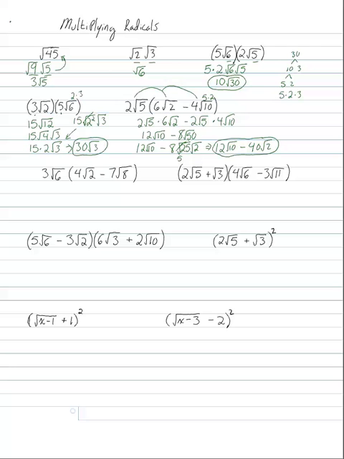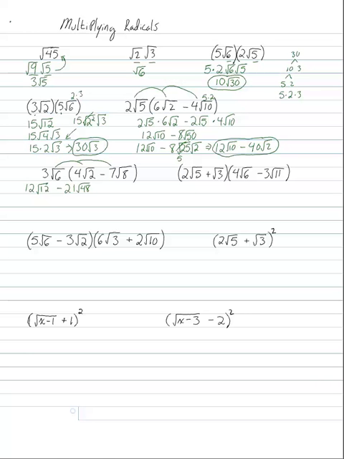3 square roots of 6 times 4 square roots of 2 minus 7 square roots of 8. So again, I'm going to distribute. I'm going to take this and multiply it times both parts. If I take my 3 square roots of 6 and multiply it times 4 square roots of 2, I'm going to get 12 square roots of 12. 3 square roots of 6 times minus 7 square roots of 8 gives minus 21 square roots of 48. Okay, I'm going to simplify.